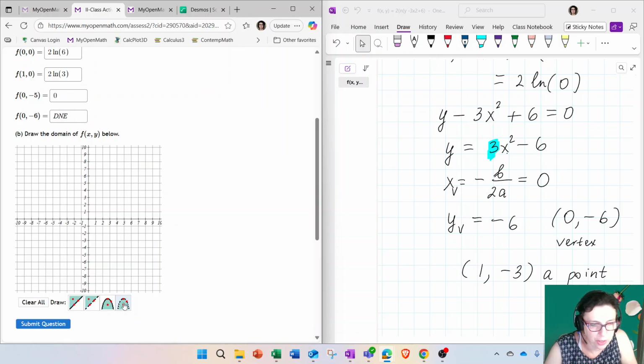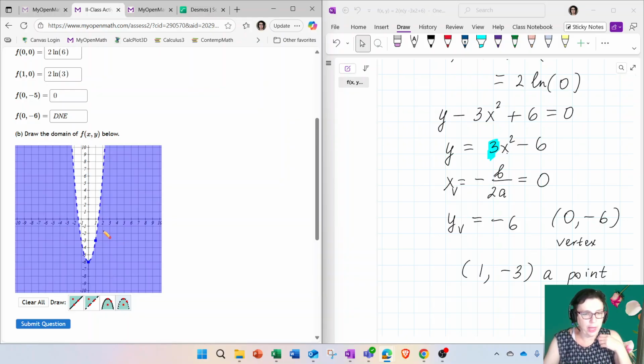So let me draw the parabola. I just need 0, -6 as the vertex. So let me place that there. I need a point. I just said that 1, -3 is that point. Okay, so now I have the boundary, but now I have to decide, okay, do I shade the inside or the outside of the parabola?